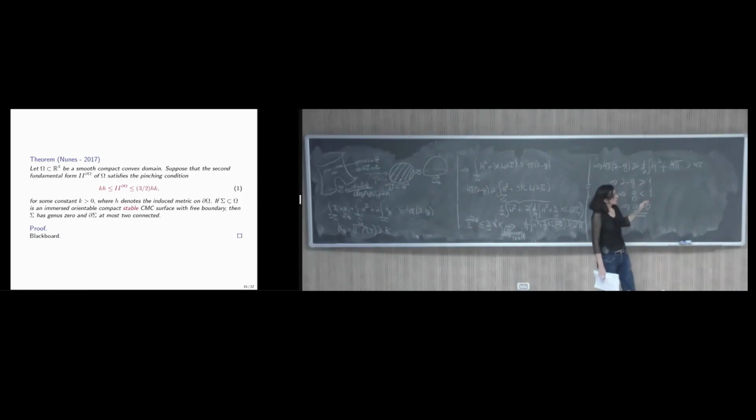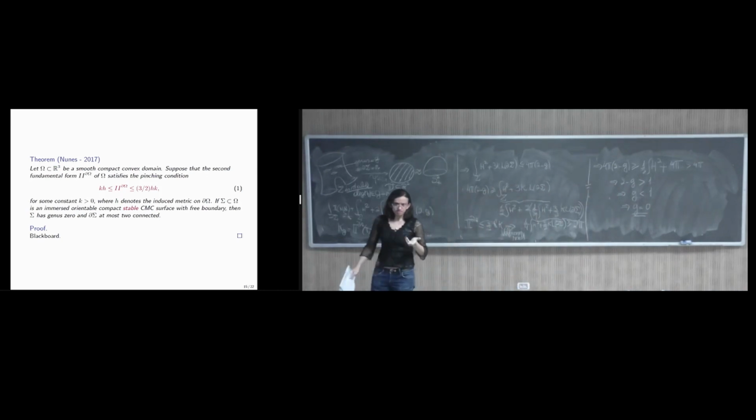I don't prove that the boundary has two components at most. It's the same idea that was proved by Hosvegast, right? Is there any question here? If you have any question, please let me know.